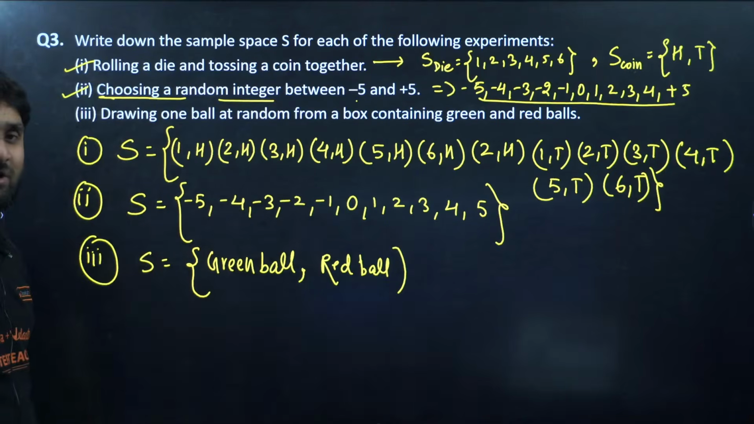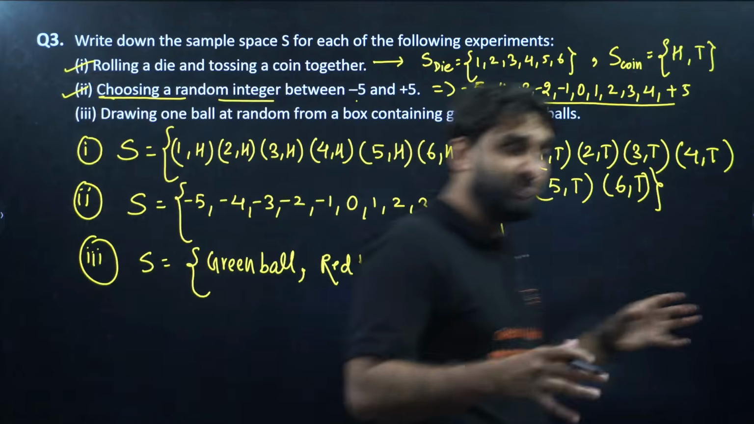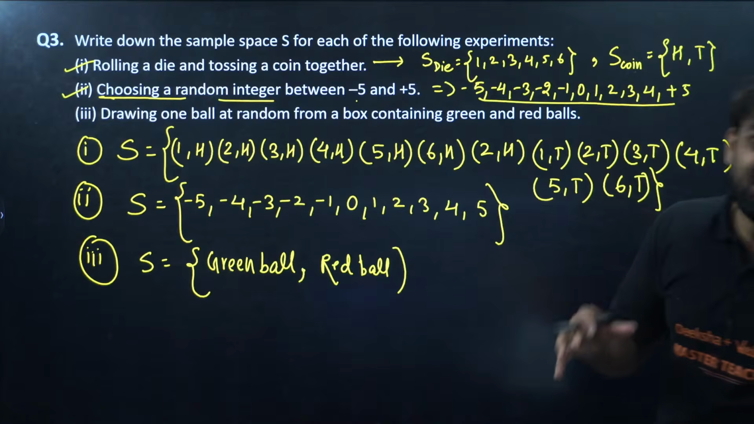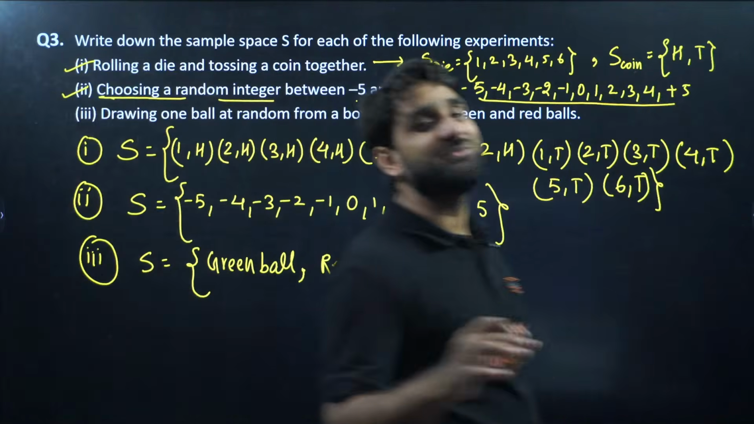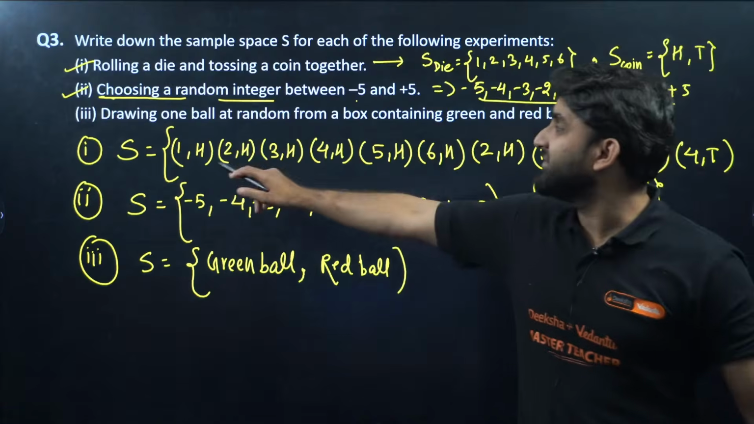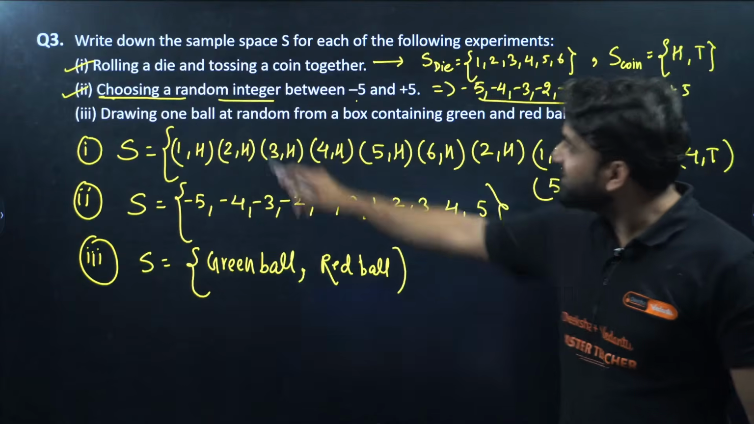I hope this is clear. So what is a sample space? All the possible outcomes when an experiment is carried out are called the sample space. When the experiment is done, all the possible outcomes are called the sample space. So this is the sample space of the first question, this is the sample space of the second question, and this is the sample space of the third question.